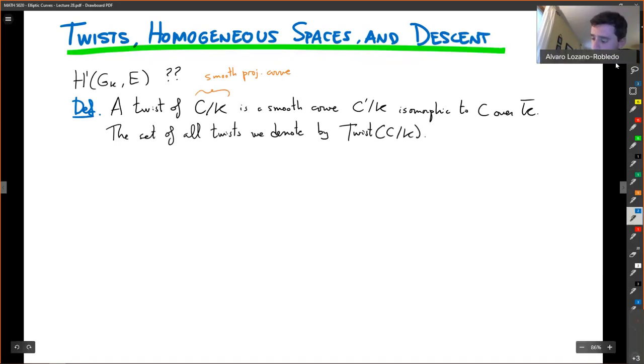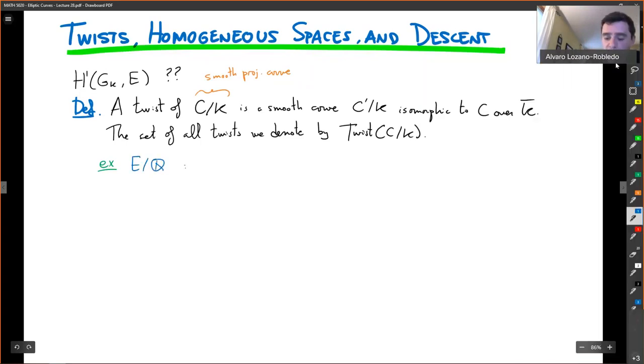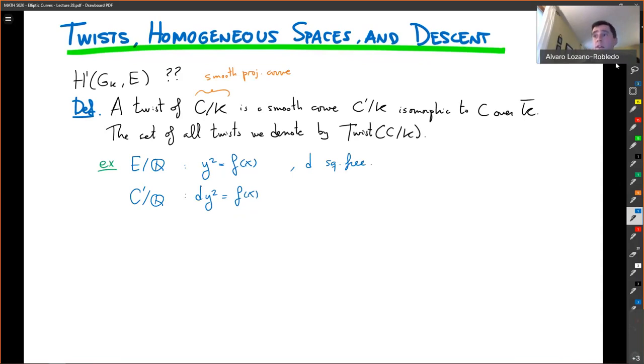Okay, so for example, if we have an elliptic curve over Q, say, and this is given by y squared equals f of x, then I can find a twist C prime, which is dy squared equals f of x. So if d is square free, then dy squared equals f of x is a twist because it's isomorphic to E over Q adjoin the square root of d. It's not isomorphic over Q, but they are isomorphic over Q adjoin the square root of d. So it is a twist of E. Okay.